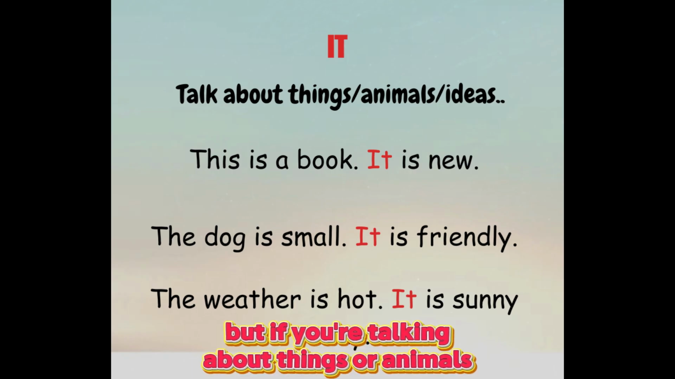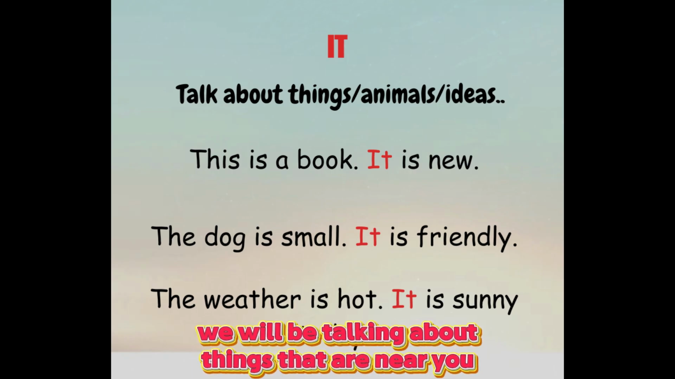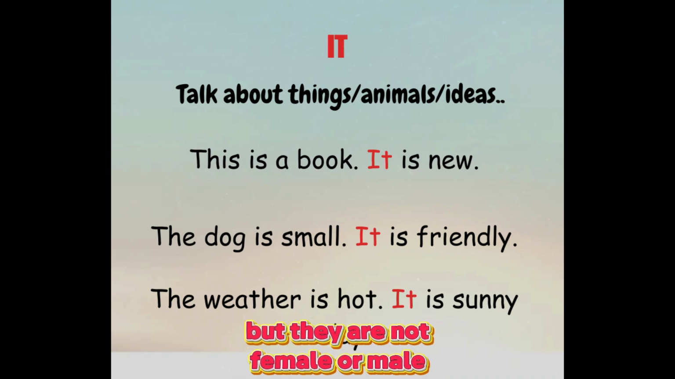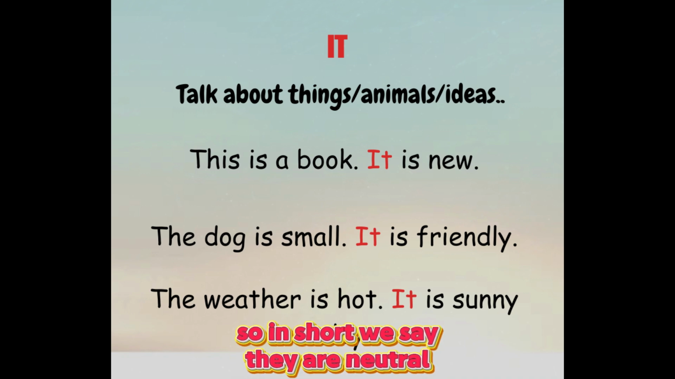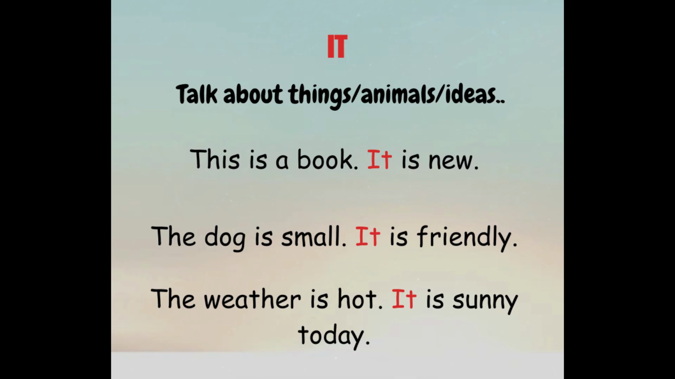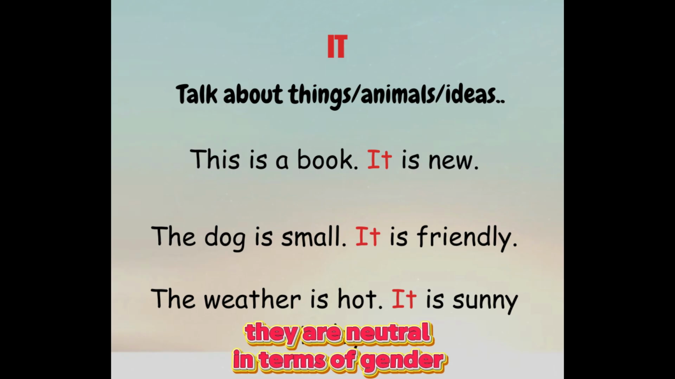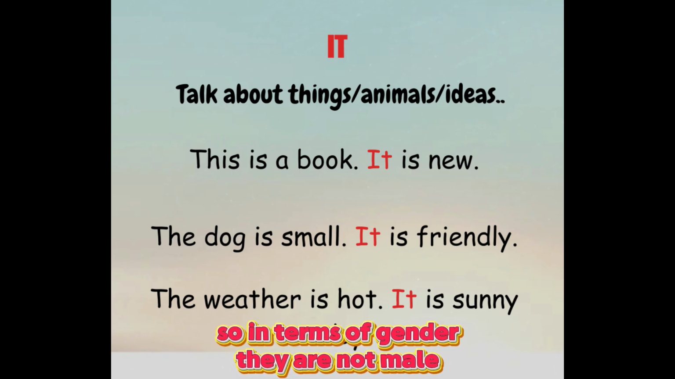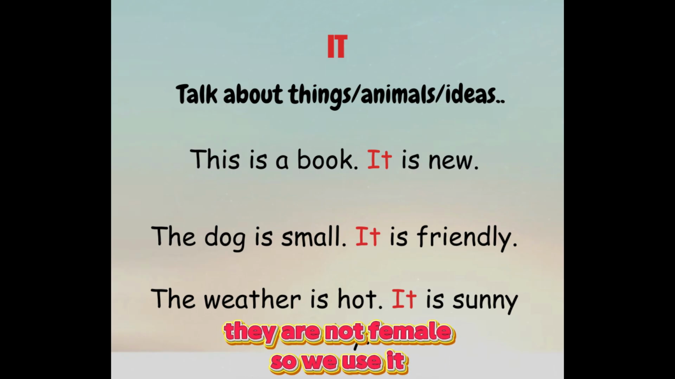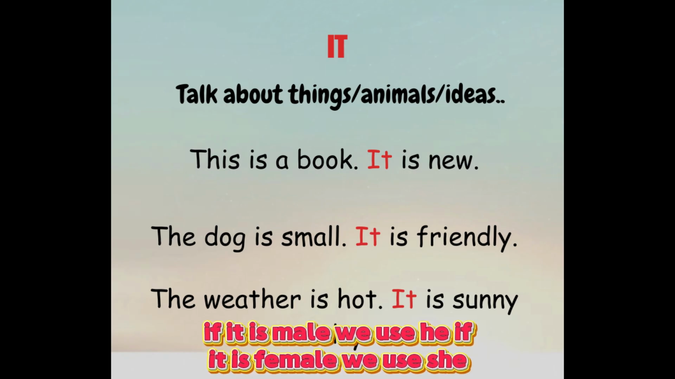But if you're talking about things or animals, we will be talking about things that are near you or things that are far away from you, but they are not female or male. So in short, we say they are neutral. They are neutral in terms of gender. So in terms of gender, they are not male, they are not female. So we use it. If it is male, we use he. If it is female, we use she.